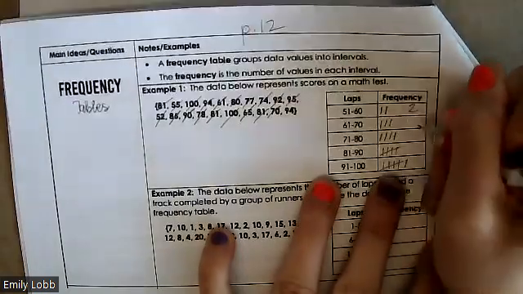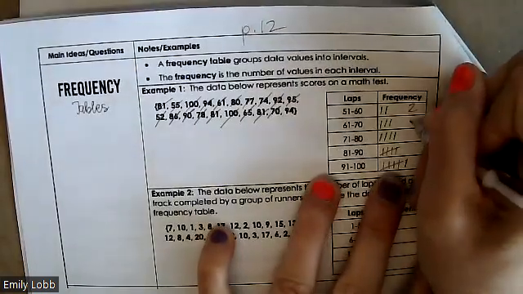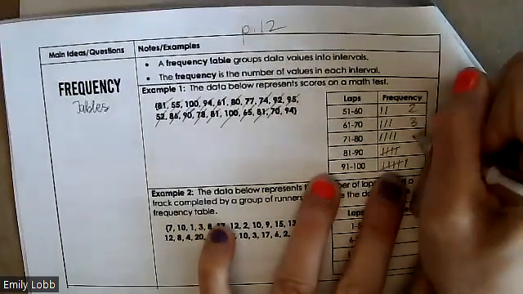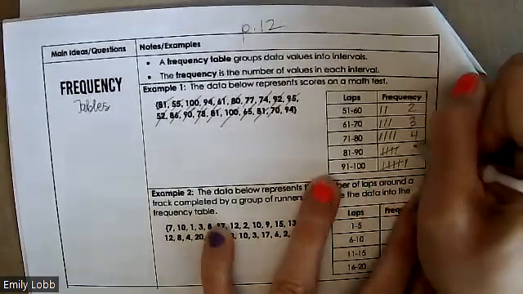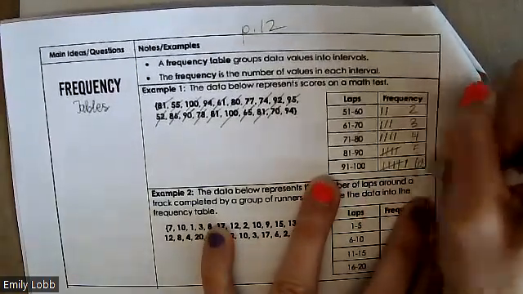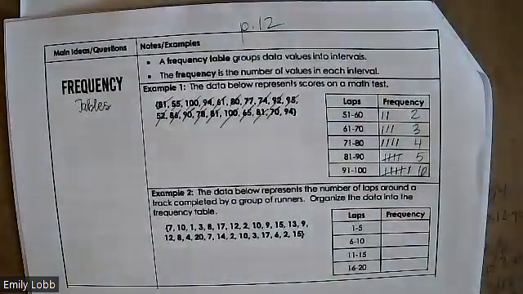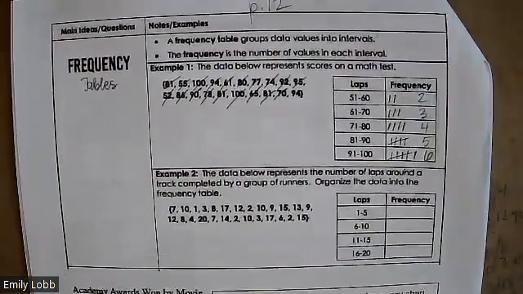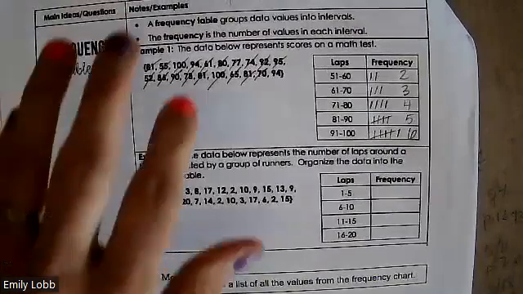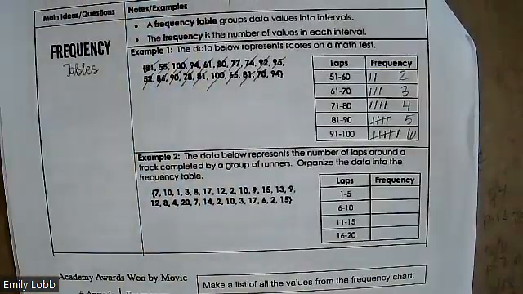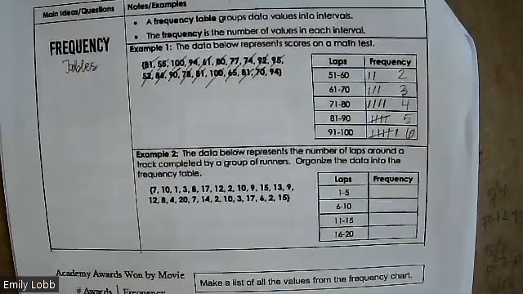So there's 2 in this interval, 3 data values in this interval, 4, 5, and 6 data values in that final interval. That's it. So the data below represents number of laps around a track. So we're going to organize it the same way.